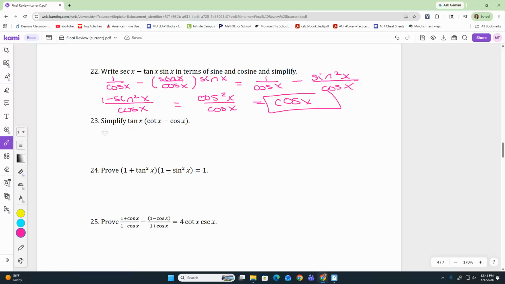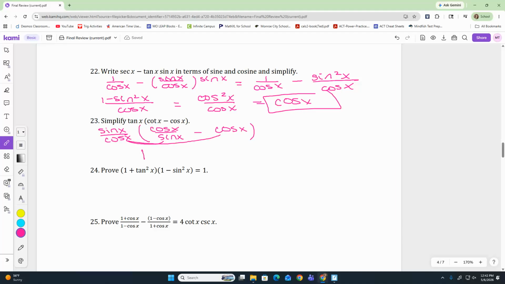Different options here. Did most of you go to sines and cosines? So tangent we know is sine over cosine. Cotangent is cosine over sine, minus cosine. If you distribute, if you take sine over cosine times cosine over sine, what happens? Everything cancels and we're left with 1.